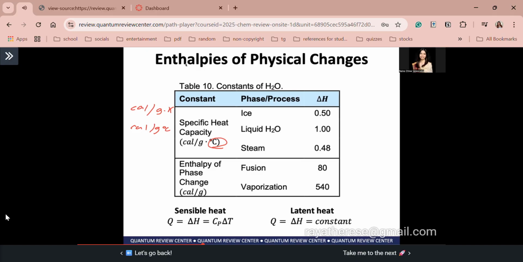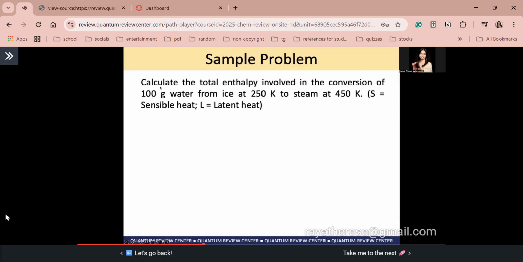Okay, so let's proceed. Let's solve this sample problem. Calculate the total enthalpy involved in the conversion of 100 grams water from ice at 250 K to steam at 450 K. So S is sensible heat, L is latent heat. Guys, some of you might do this.